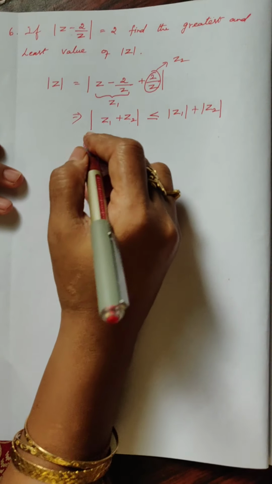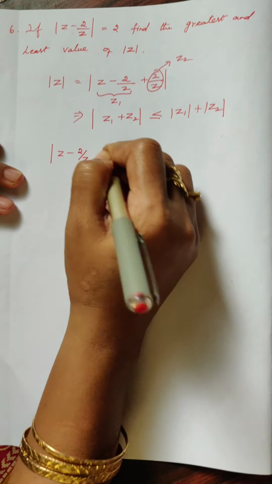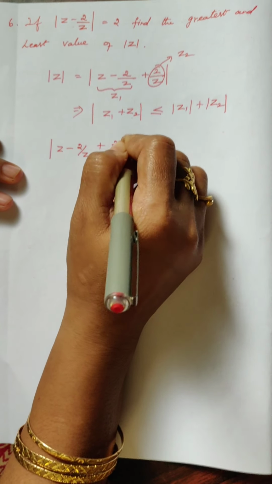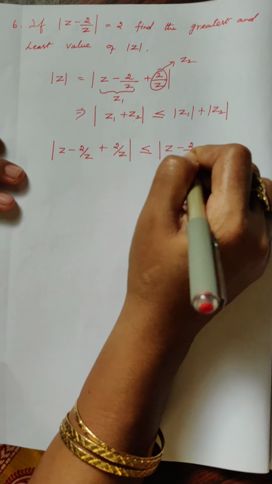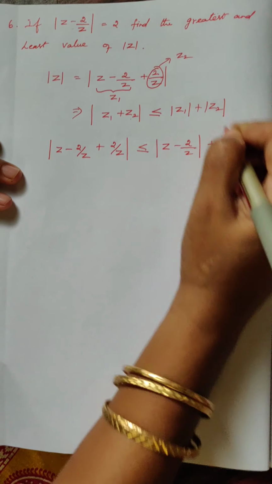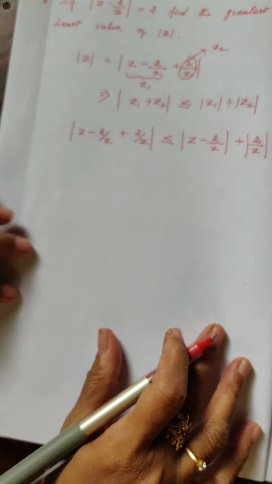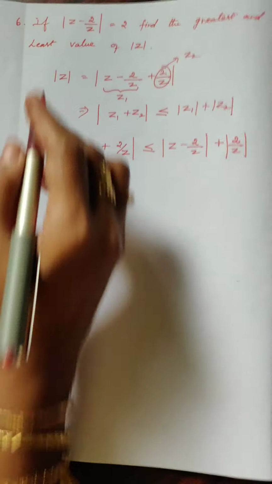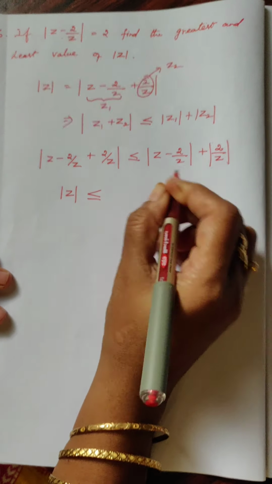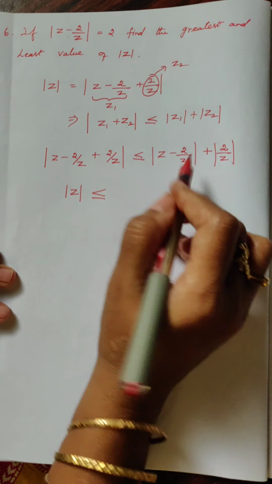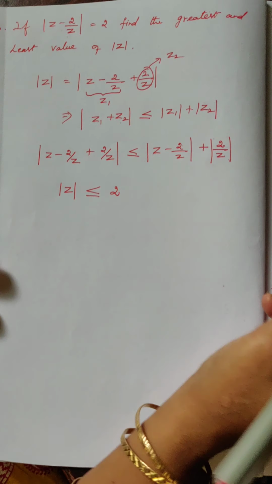Clear now? So I am going to write this as modulus of z minus 2 by z plus 2 by z is lesser than or equal to modulus of z minus 2 by z plus, z2 we are taking it as 2 by z. Is it clear now? But already we have taken the full part as modulus of z. So I am simply writing it as modulus of z is lesser than or equal to, you know this value, z minus 2 by z. See here, z minus 2 by z is 2. So I am just substituting the value 2 here.